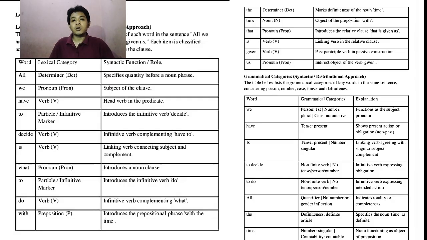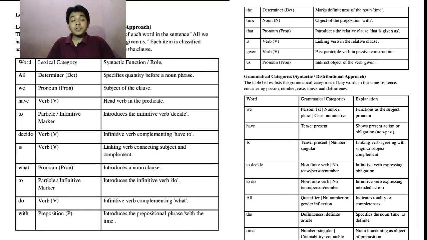Inside the complement clause, what to do with the time that is given us, we can find several smaller units. What introduces a noun clause, to do is an infinitive verb, while with the time is a prepositional phrase. Finally, that is given us is a relative clause modifying time. These layers show how much each phrase contributes to the overall meaning.